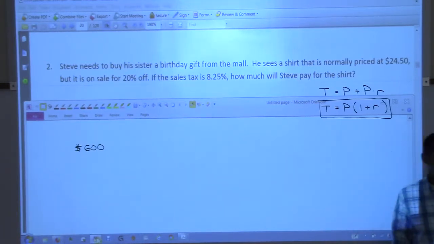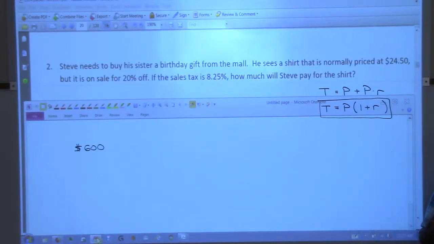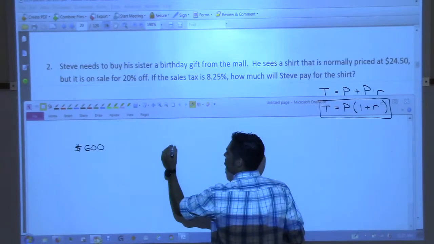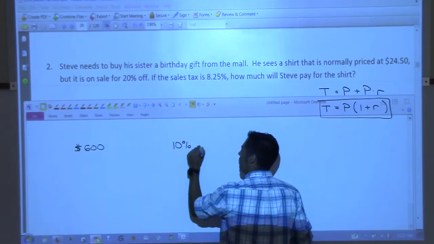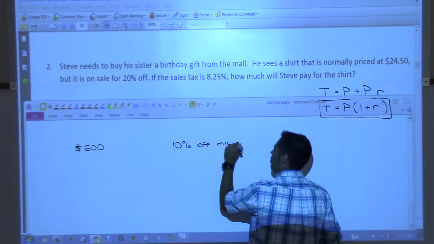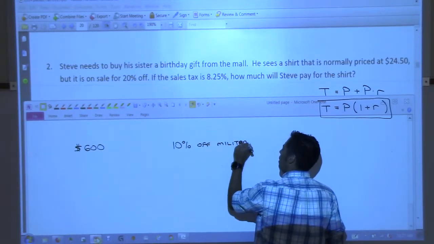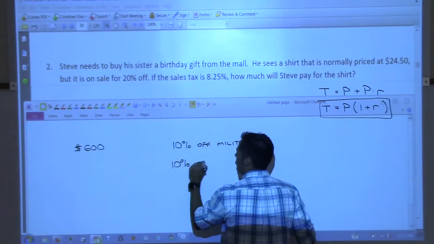But I had some coupons and the ability to reduce that price. I had the ability to do 10% off for a military thing, which has to do with my wife. And then I also had a 10% off coupon, all right?